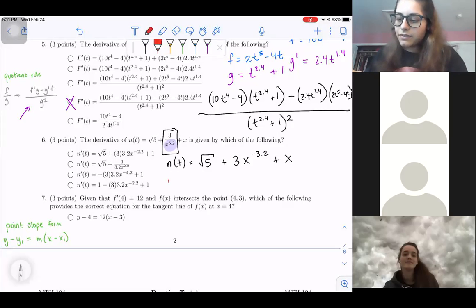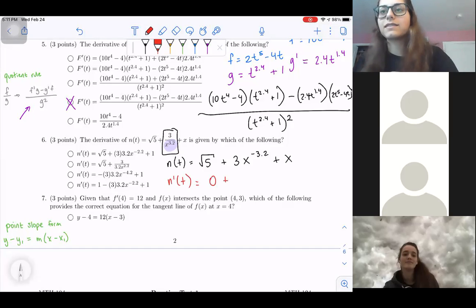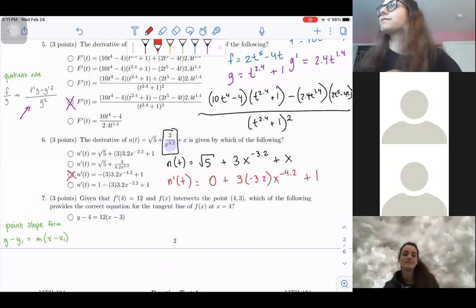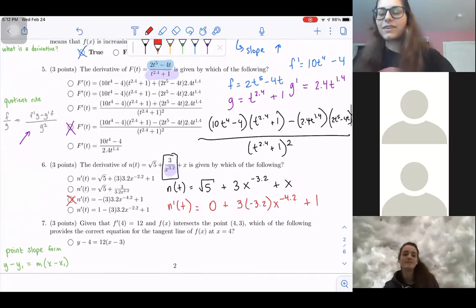All right, so when we take the derivative of n of t, like I said before, the derivative of any constant is 0. Then the derivative of 3x to the power of negative 3.2. Okay, power rule like usual, we're going to have 3 times negative 3.2 times x to the power of negative 3.2 minus 1, which is negative 4.2. And the derivative of x is just 1. All right, and that one is the third one. I think. Yes, that is the third one. Okay, any questions on that one?